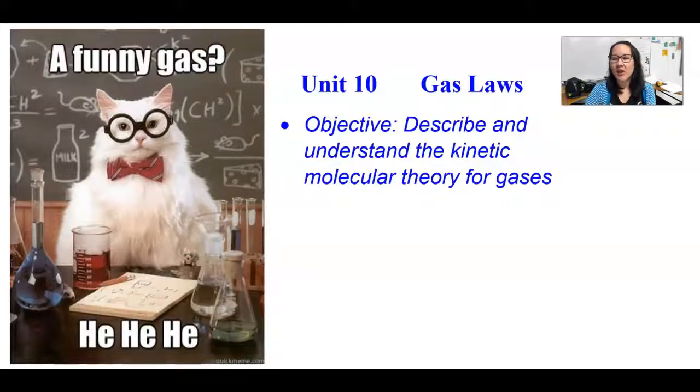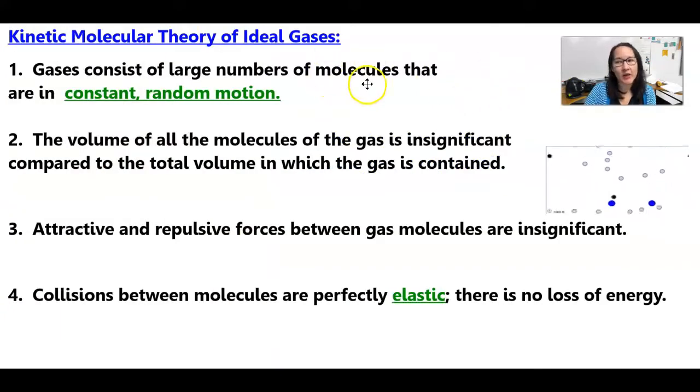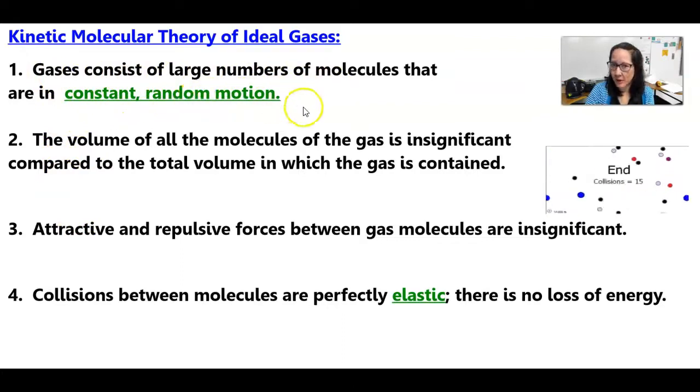Unit 10, Gas Laws. Our first objective: describe and understand the kinetic molecular theory of gases. The kinetic molecular theory of ideal gases has 4 parts to it. Number 1, gases consist of a large number of molecules that are in constant random motion.